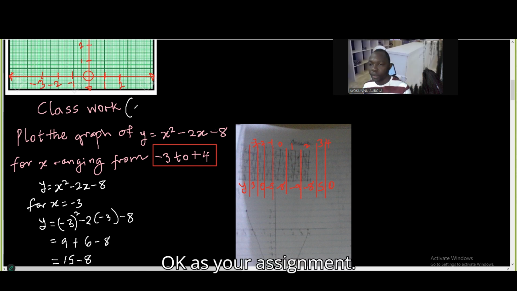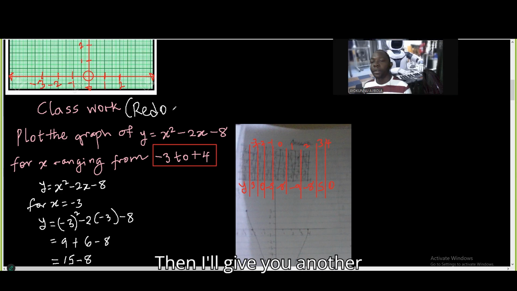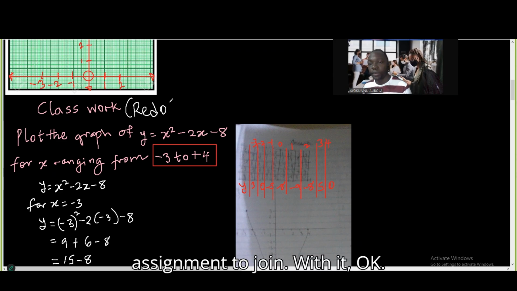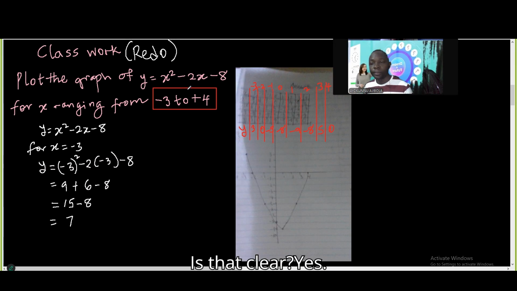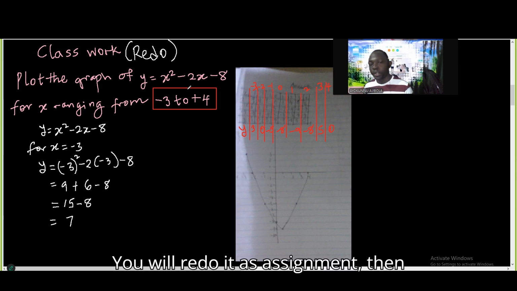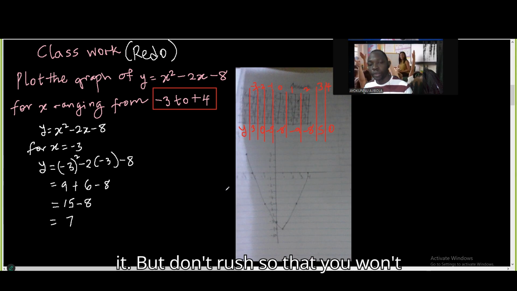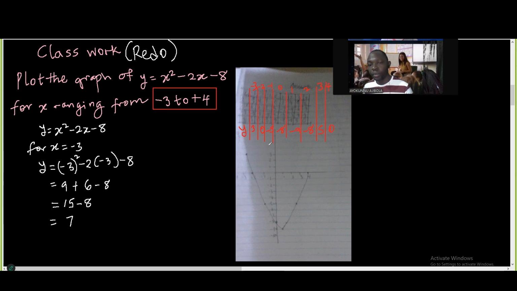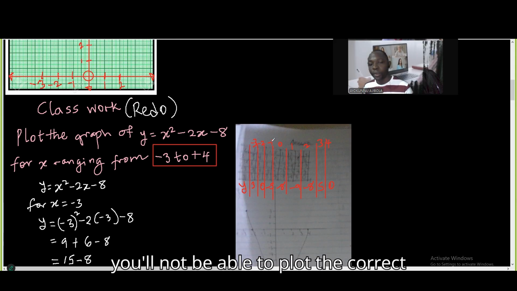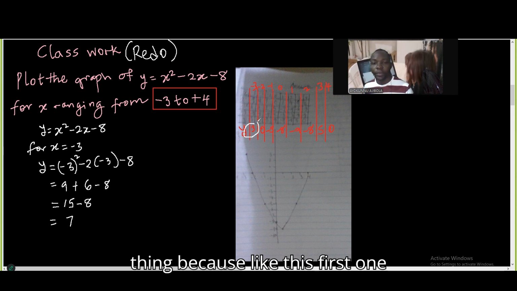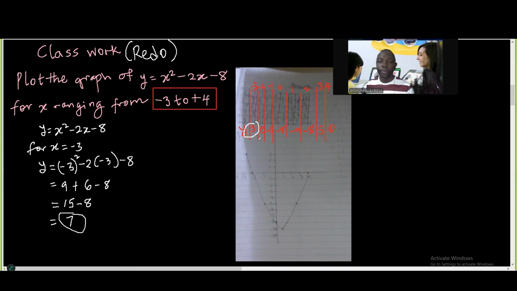You will redo it as your assignment, and I'll give you another assignment to go with it. But don't rush so that you won't mix up the values. Then you'll be able to plot the correct thing, because the first one will negate what is supposed to be, okay?